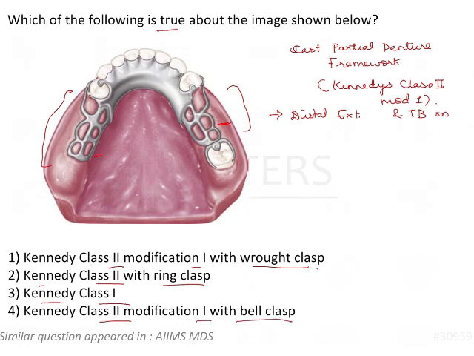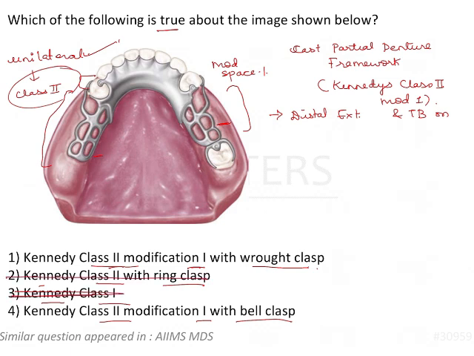We already know this is Kennedy's class 2 modification 1 because there is a unilateral edentulous space behind the remaining natural teeth. That's class 2, sorry. And there is one modification space. The posterior most area determines the classification. That is why we give this a priority. So that eliminates option 2 and 3 completely.